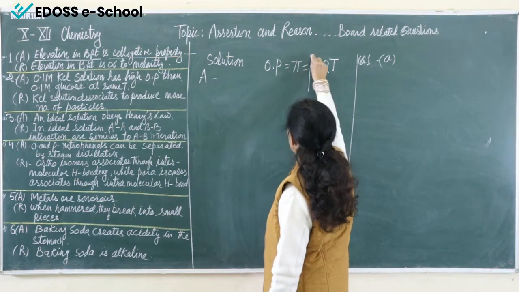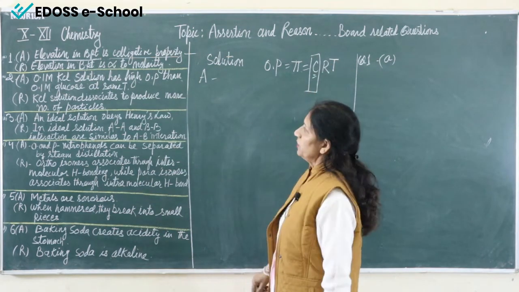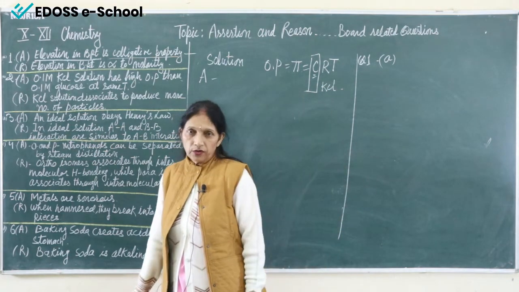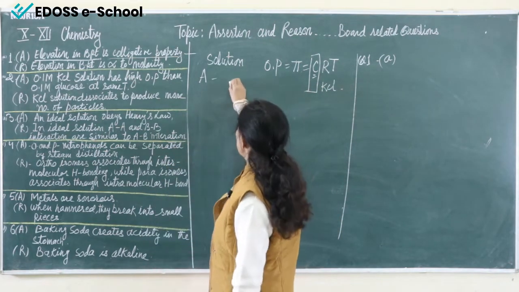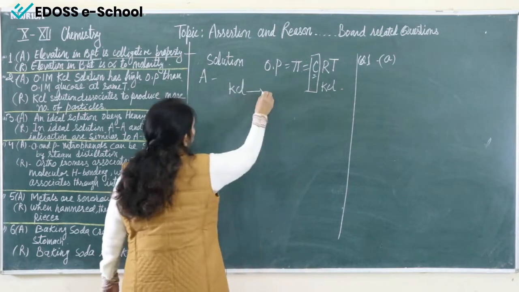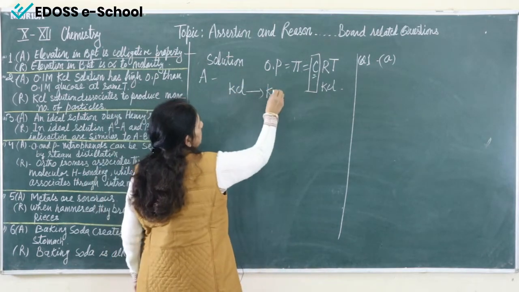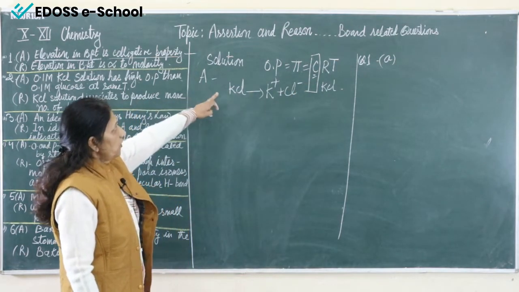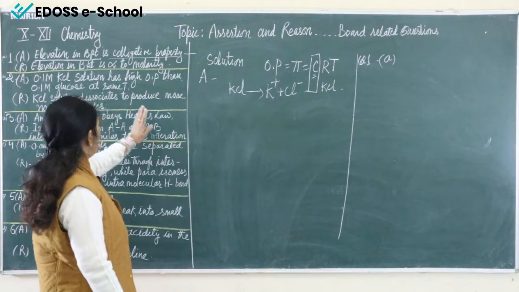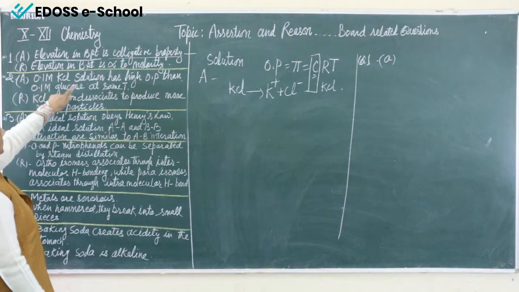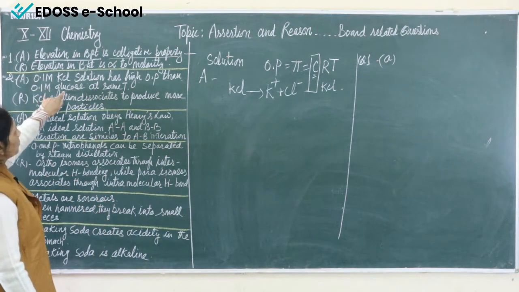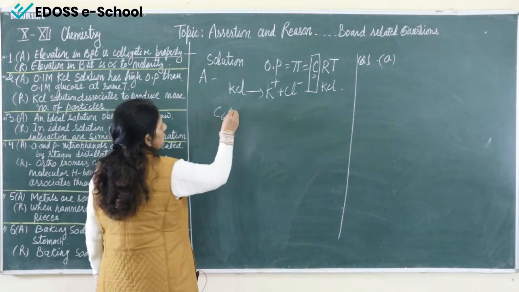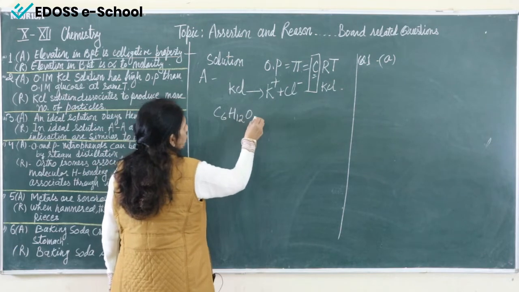Why high osmotic pressure? Because the concentration of KCl ions is more. Now why is it more? Because KCl is completely dissociating in the solution. So the number of ions of KCl is more. Now coming to the second part: 0.1 m glucose at the same temperature. Now this is glucose, C6H12O6.